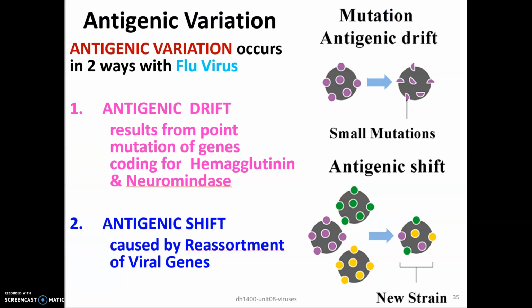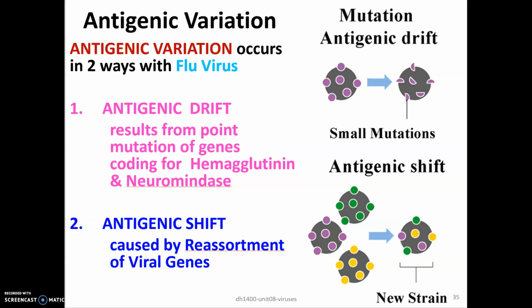Okay, so moving right along now, we're going to move into a topic in viruses which is very, very super important, and this is antigenic variation. And antigenic variation means how a virus changes so that it can cause illness in a person.